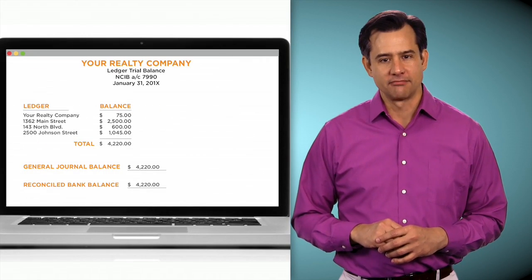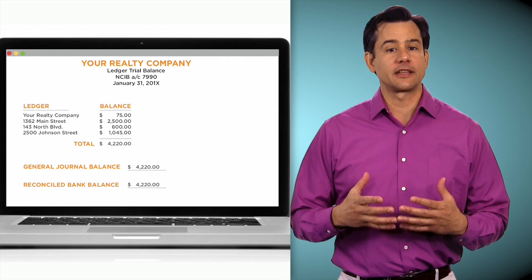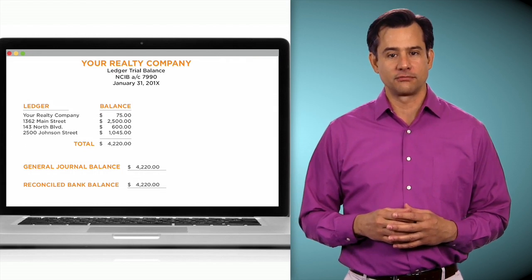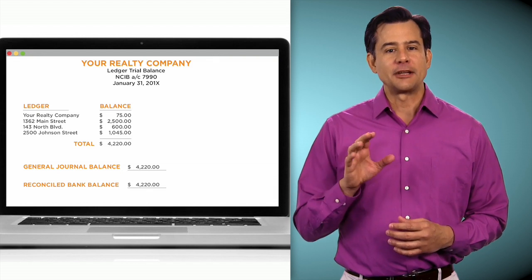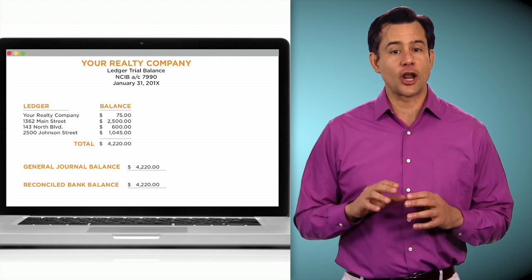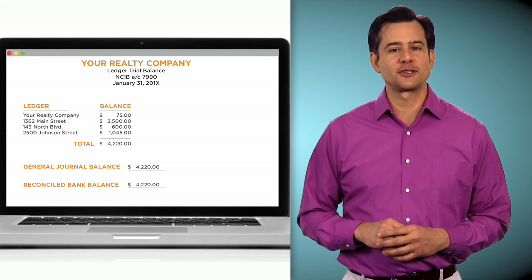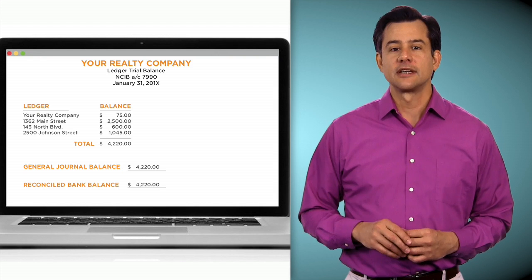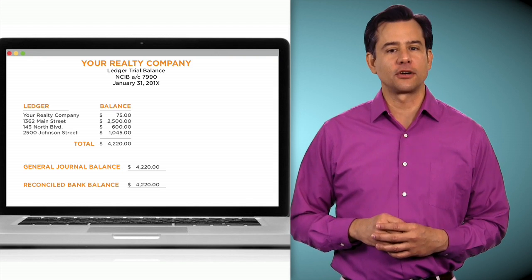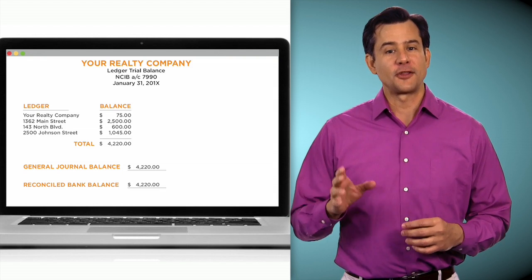Your last step in completing your trust account reconciliation is to prepare a worksheet showing that the balances of your Trust Account General Journal, your ledger trial balance, and your reconciled bank statement balance are in agreement as of the January 31st cutoff date. You can do this by recording the Trust Account General Journal and reconciled bank balances on the ledger trial balance. Now, you have reconciled your real estate trust accounts in compliance with the Real Estate Commission's rules. Be sure to maintain your monthly trust account reconciliations for a period of 3 years.